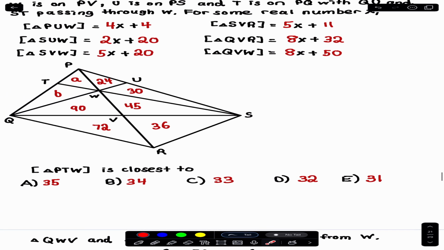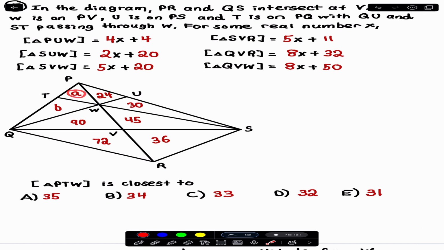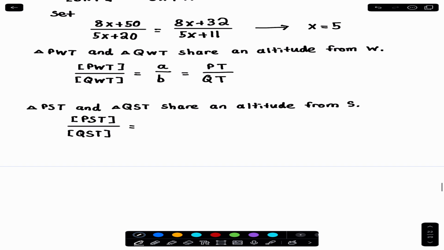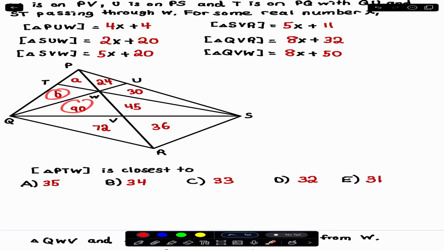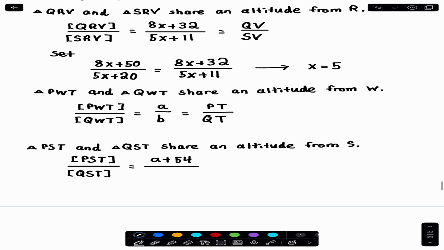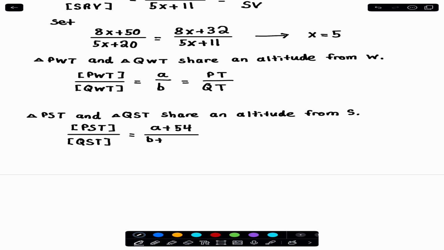The area of triangle PST is the sum of these three areas. That ends up being A plus 54. QST is the sum of these three areas, so that's B plus 135. And this is equal to PT over QT.